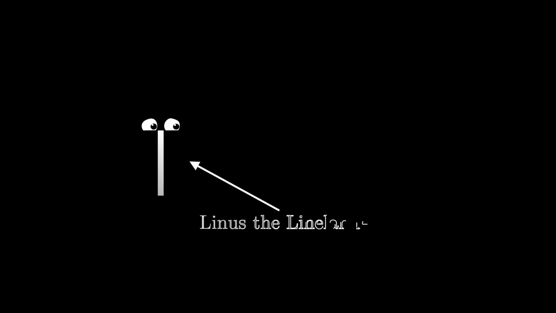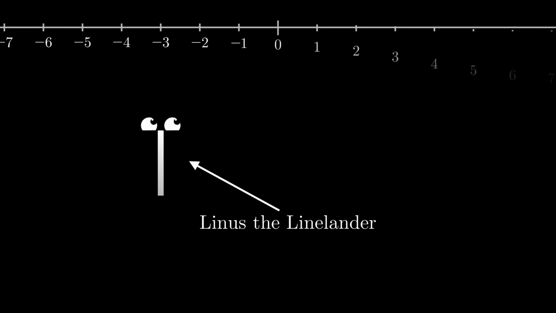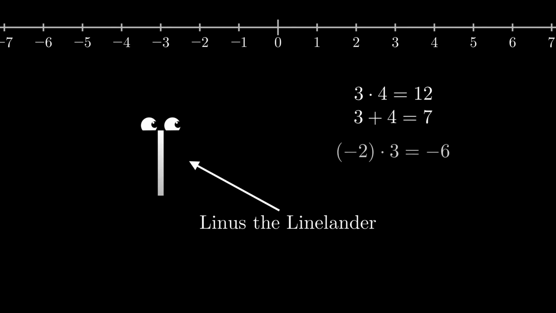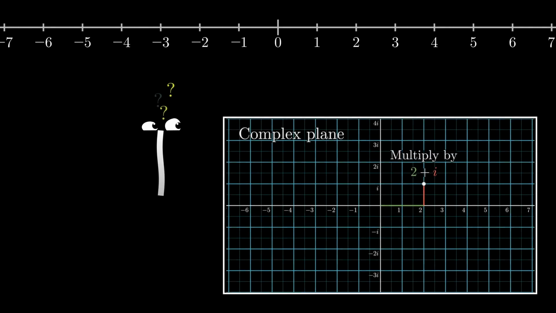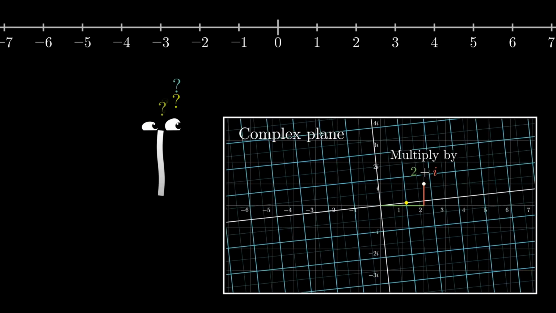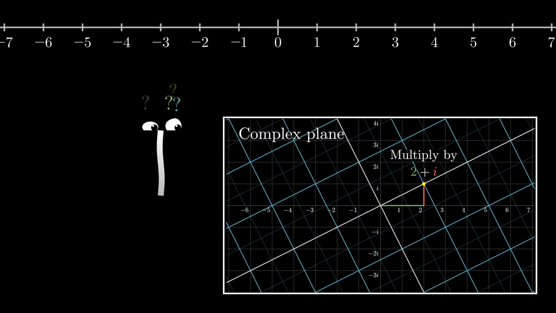Our first character is Linus the Linelander, whose mind can only grasp the 1-dimensional geometry of lines and the algebra of real numbers. We're going to try to describe complex numbers to Linus, and it's really important for you to empathize with him as much as you can during this, because in a few minutes you're going to be in his shoes. On the one hand, you could define complex numbers purely algebraically.